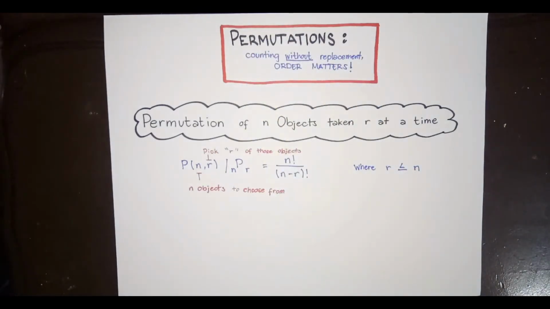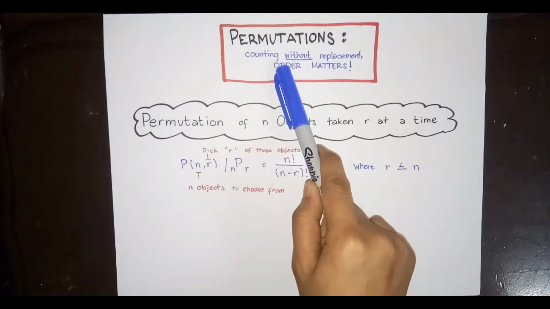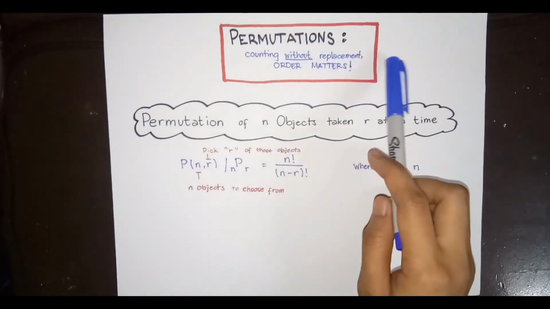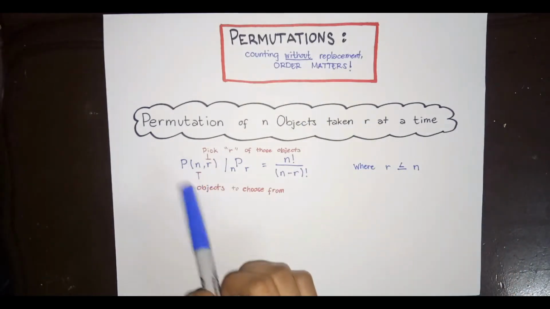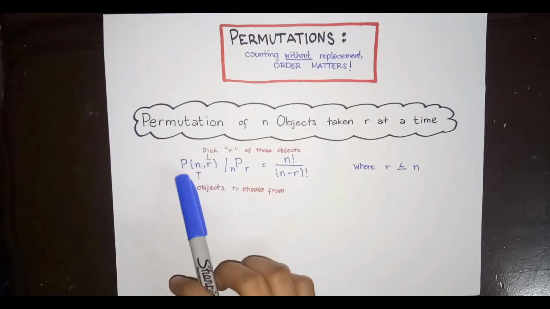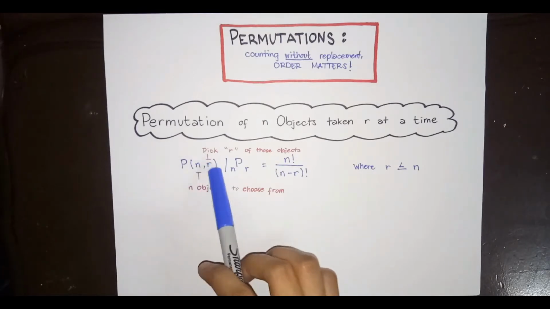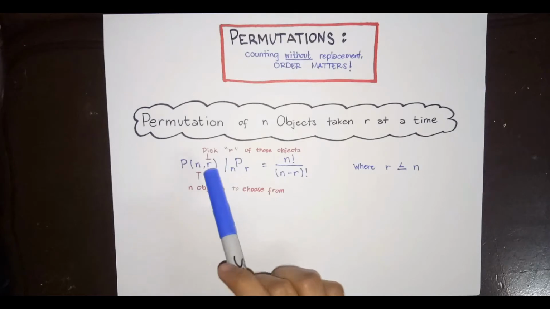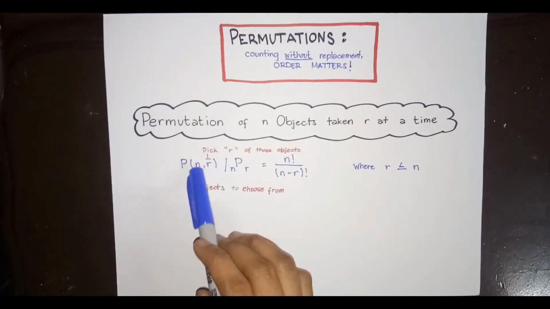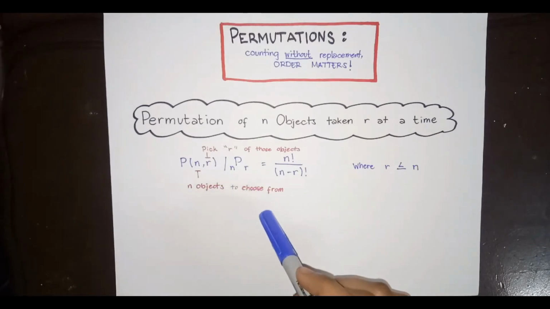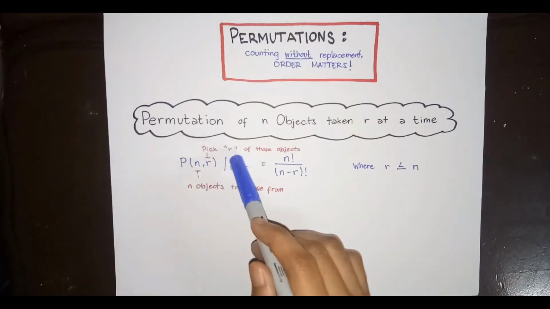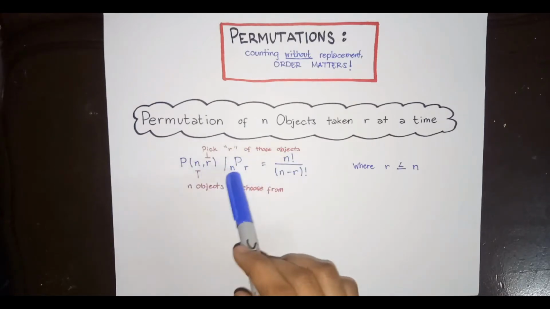Permutation is an arrangement or listing of objects in which the order is important. Permutation is used when we are counting without replacement and the order matters. In general, this one means the number of permutations of n objects taken r at a time. N stands for n objects to choose from, while r stands for pick r of those objects.